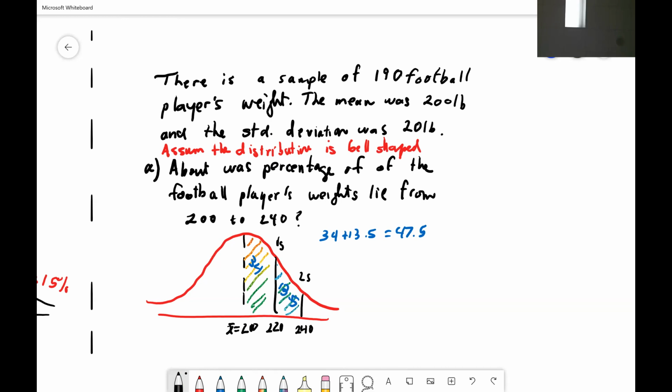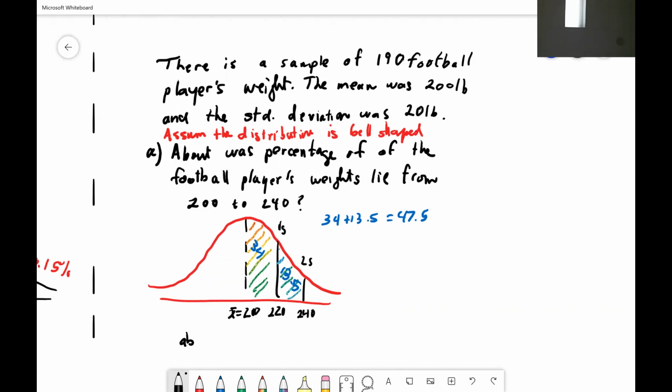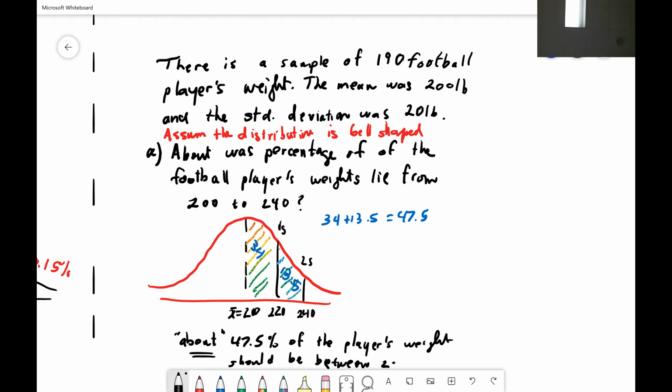So at the end of the day, you would say about 47.5%, and this is the key word here, about 47.5% of the players' weight should be between, and inclusive as well, between 200 through 240 pounds. Super simple question, I think.